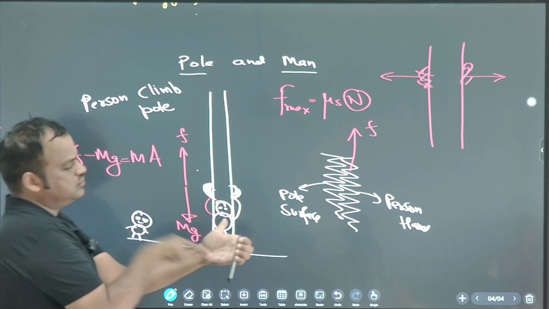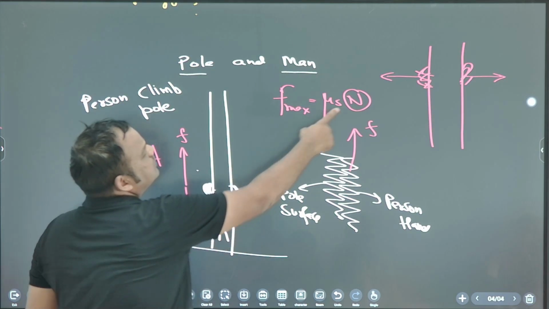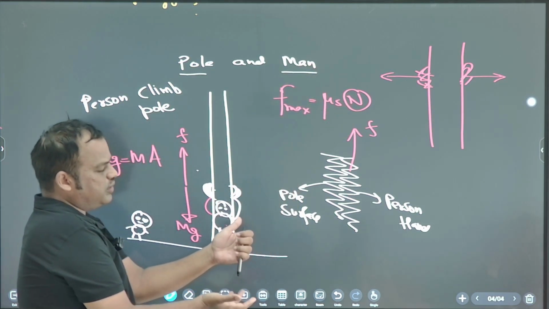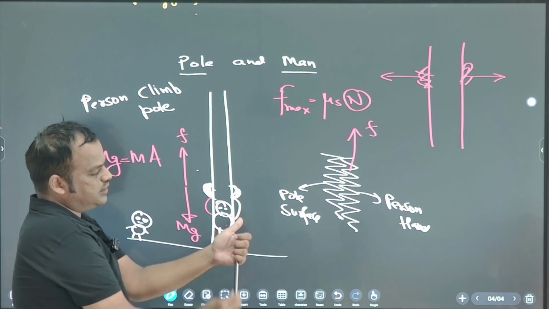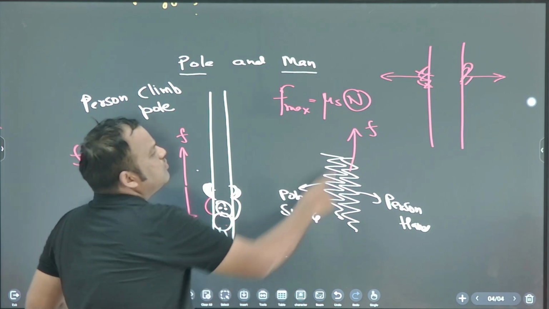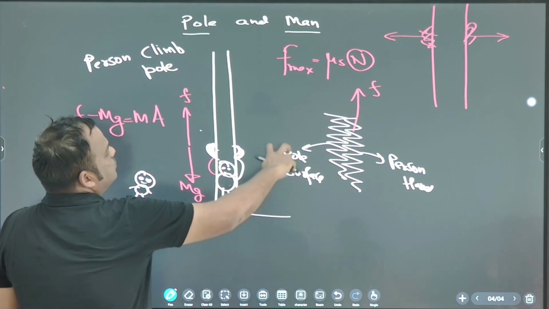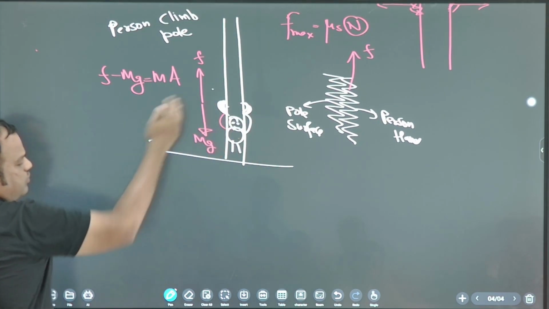Correct. So if you hold tightly, normal is more. Softly, normal is less. It can slide very easily. Tightly I am holding, it cannot slide, because normal is more. So we can solve one question. You write down one question.